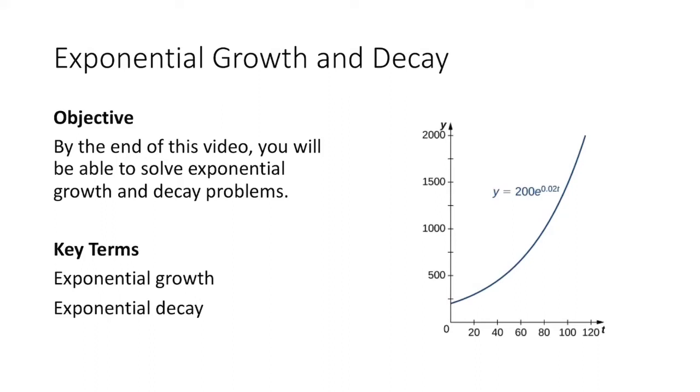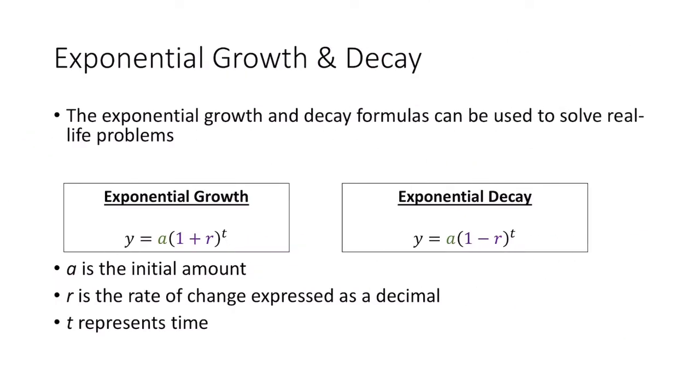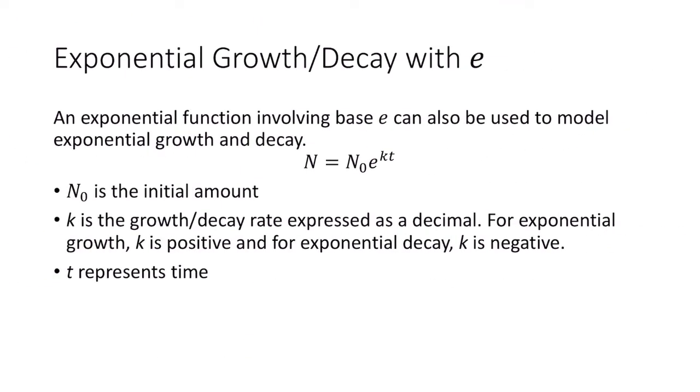So in this video, we're going to talk about how to solve exponential growth and decay problems. Remember, exponential growth and decay can be modeled using these formulas: y equals a times (1 plus r) to the t for exponential growth, and y equals a times (1 minus r) to the t for exponential decay. Remember that a is the initial.